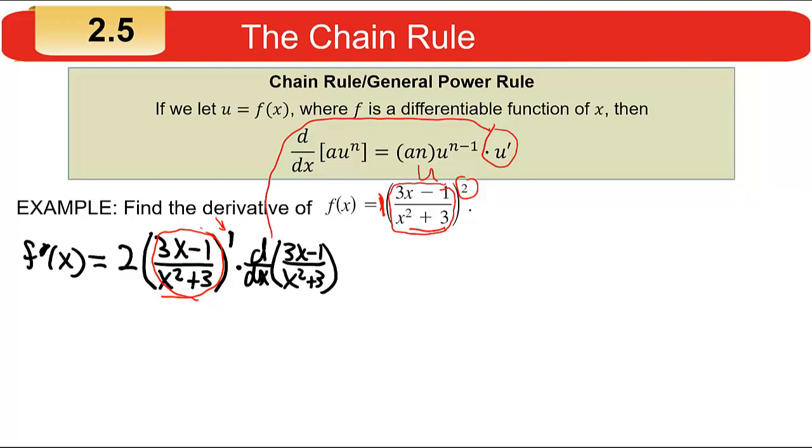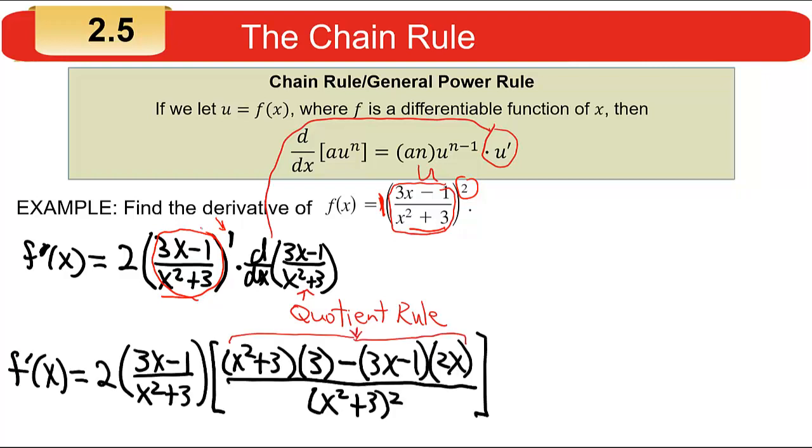But think about it. The base is a fraction or a quotient, so to take the derivative of that quotient, we have to go back and use the quotient rule to take that derivative. So the answer is going to be, just copy this part of it back down again, and then use the quotient rule. The quotient rule is high d low minus low d high over low squared.